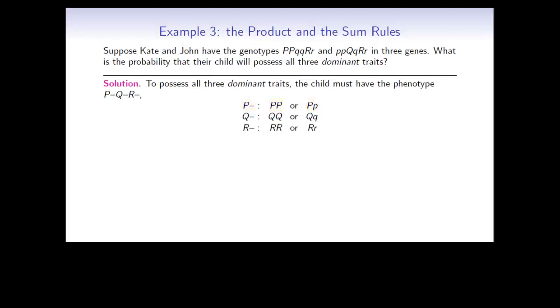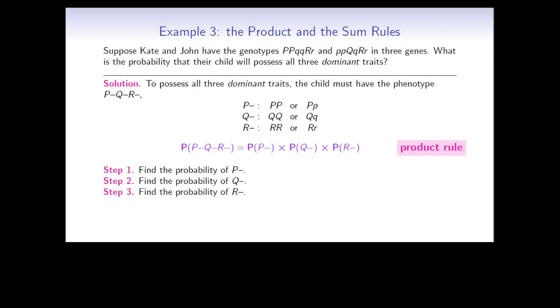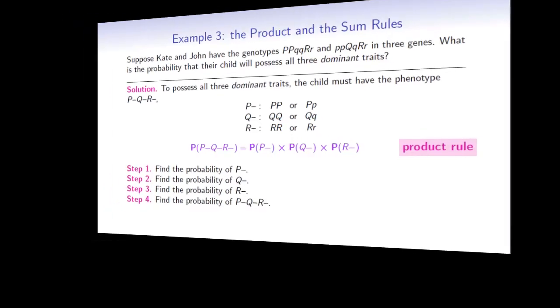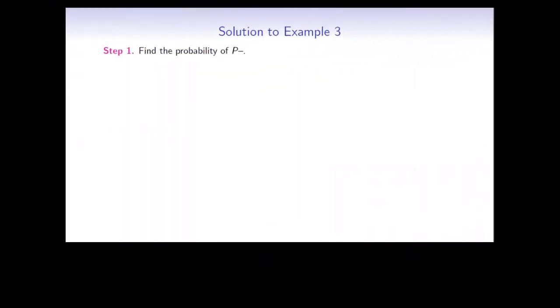Each gene is independent of the others, so this means that we can use the product rule. In other words, to get the total probability, we need to multiply 3 independent probabilities together. This means that to solve this question, we need to find each of these 3 independent probabilities, and as a final step, multiply them together. First, let's find the probability of P dash.